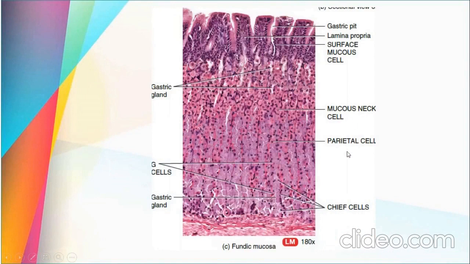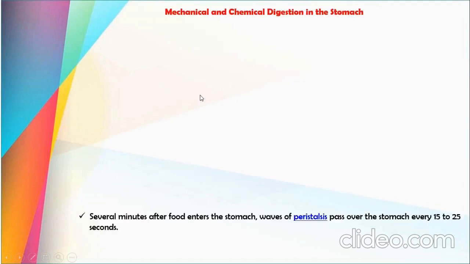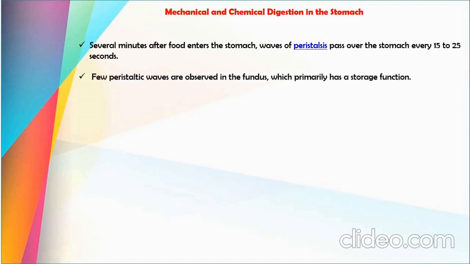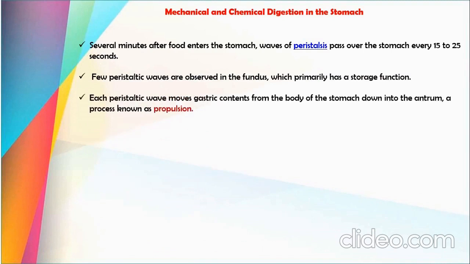Here is again the mucous cell, parietal cell, and the G cell. Next one is mechanical and chemical digestion in the stomach. Several minutes after food enters the stomach, waves of peristalsis pass over the stomach every 15 to 25 seconds. Few peristaltic waves are observed in the fundus, which primarily has a storage function. Each peristaltic wave moves gastric content from the body of the stomach down into the antrum, a process which is known as propulsion.